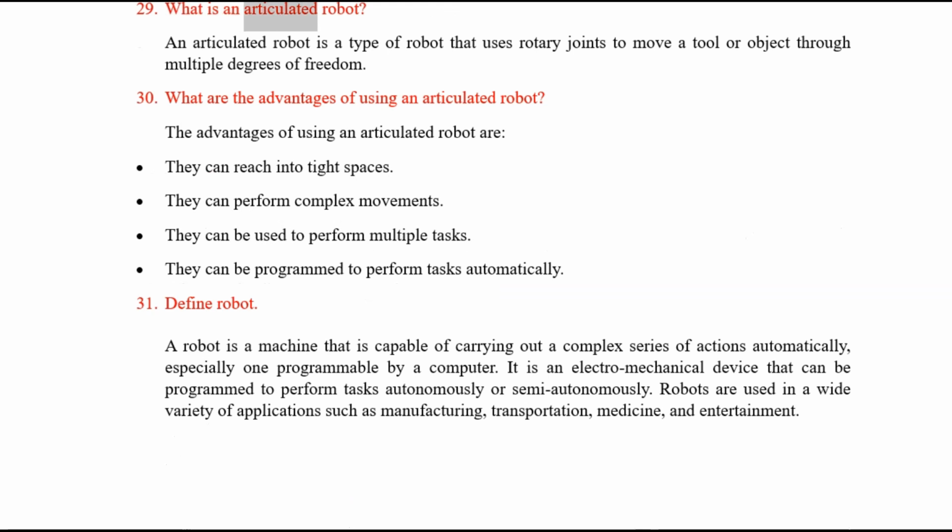What is an articulated robot? An articulated robot is a type of robot that uses rotary joints to move a tool or object through multiple degrees of freedom. What are the advantages of using an articulated robot?